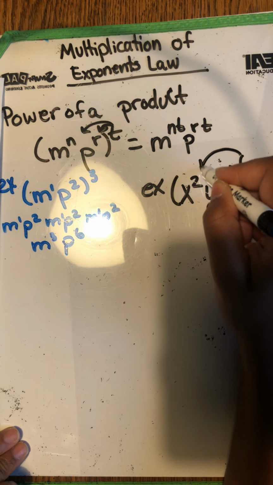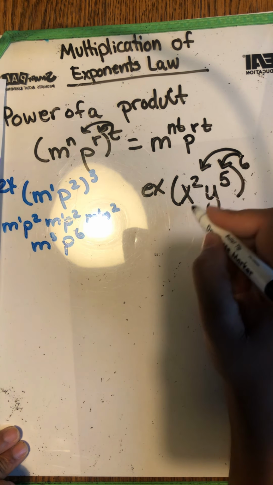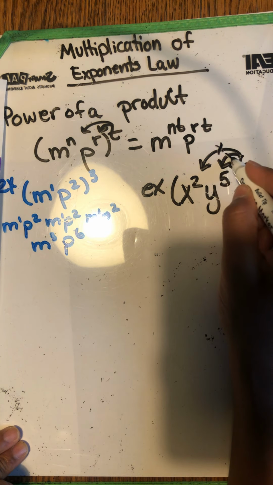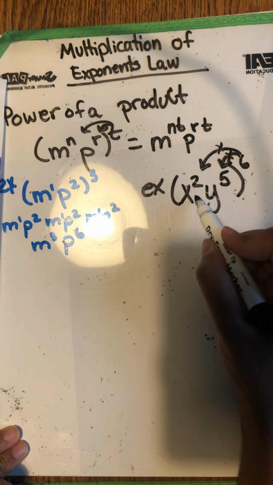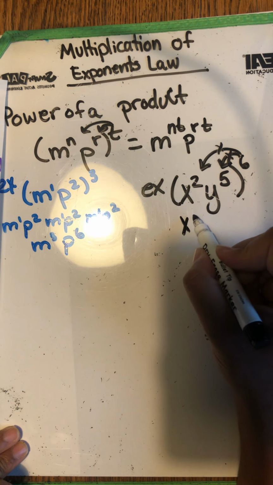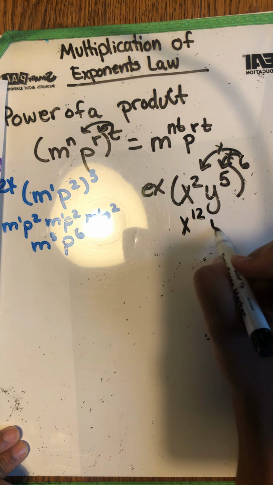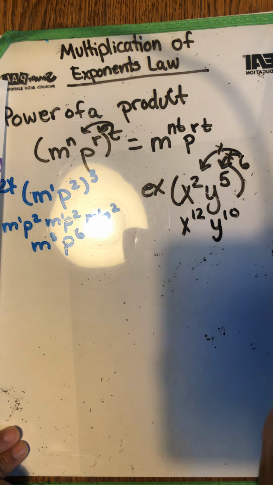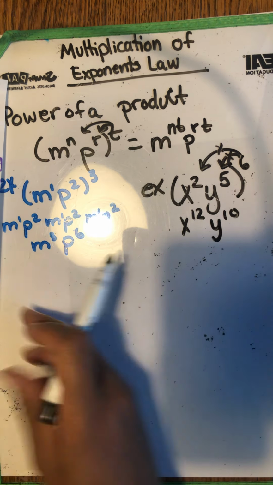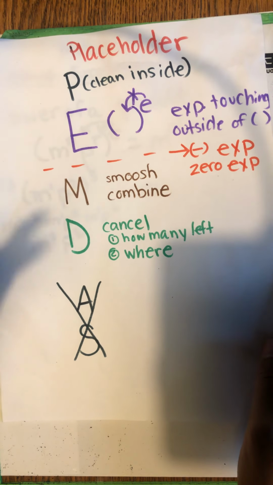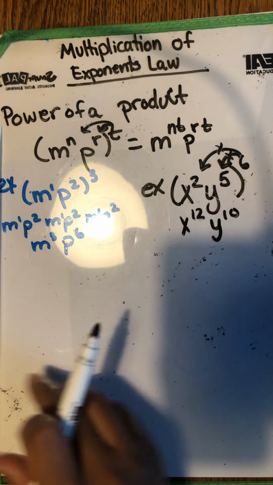Do I have an exponent touching the outside of your parentheses? Yes. So you're going to distribute to everything inside, and when you do, it has to be multiply only exponent times exponent. So exponent times exponent gives you a 12. Exponent times exponent gives you a 10. And check, can I put anything together? Can I smush anything together? No, they're 2 different letters, so you can't put them together.